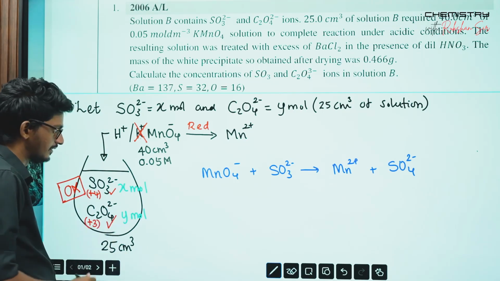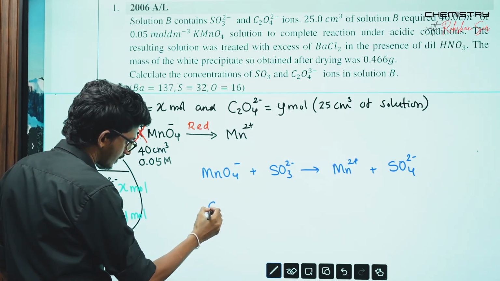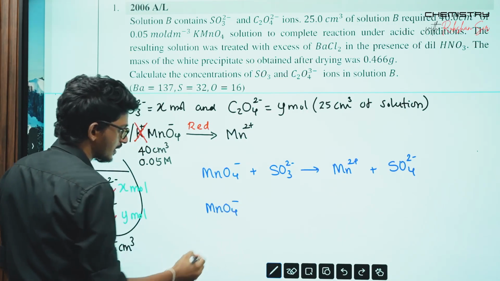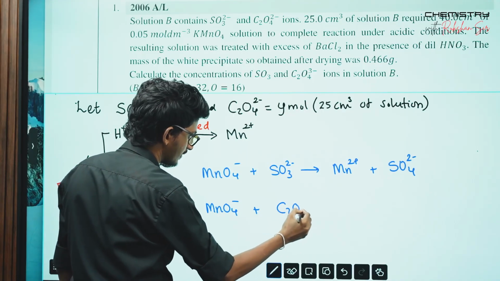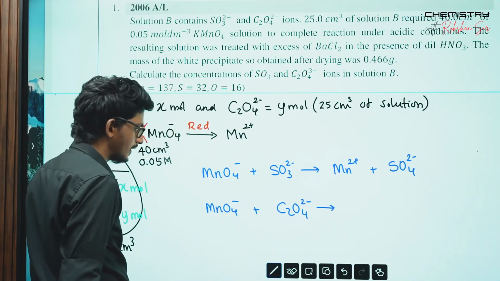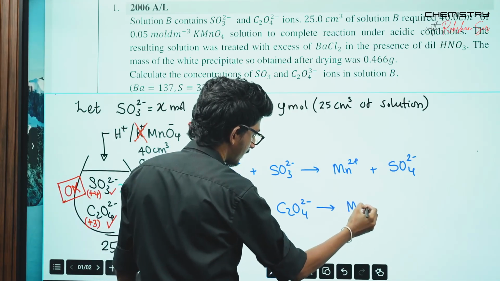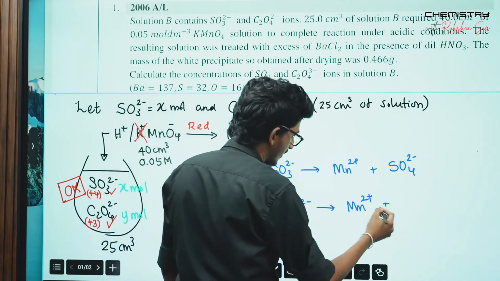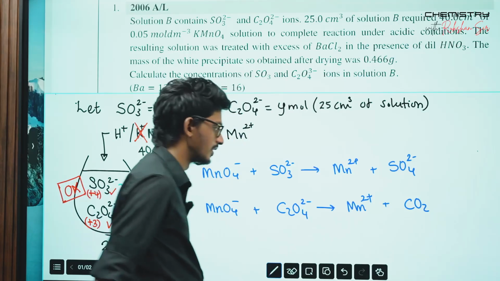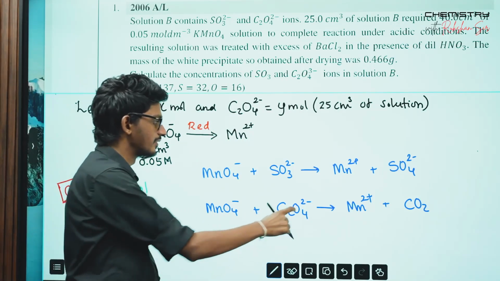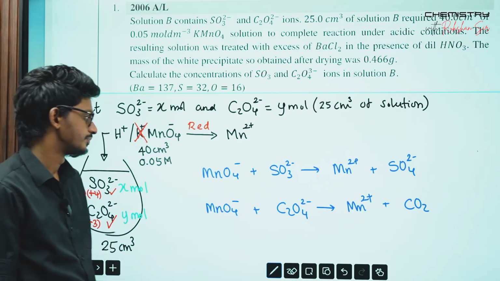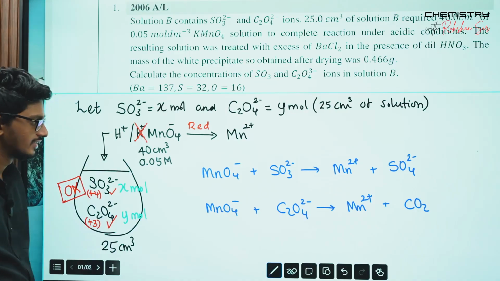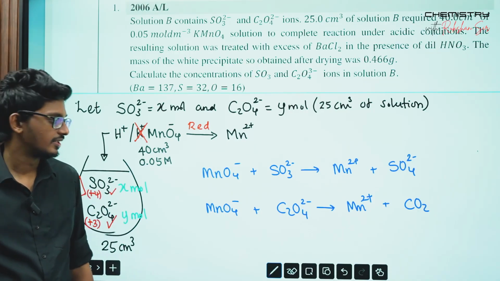The other reaction, also in acidic medium, is your MnO4 minus ions reacting with the C2O4 2 minus ions to produce what? The MnO4 minus reduces to Mn2 plus, while the C2O4 2 minus ions will oxidize to CO2. In your note, that is also given, right? In acidic medium, oxalates will oxidize to CO2. Let's balance this with the techniques we have learned. I am going for the straight balancing technique.